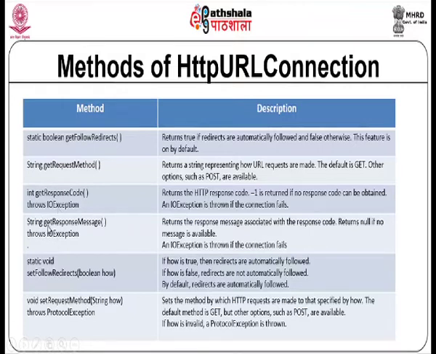And there is a method called getResponseMessage. This is associated with the response code. For every URL connection you make, there would be a response, whether it is a success, a failure, or an error, with some positive integer associated. Normally you can see errors like 403 or 404. In the same way, you have a response code, and there is a message associated with the response code. That message can be obtained using the method getResponseMessage.